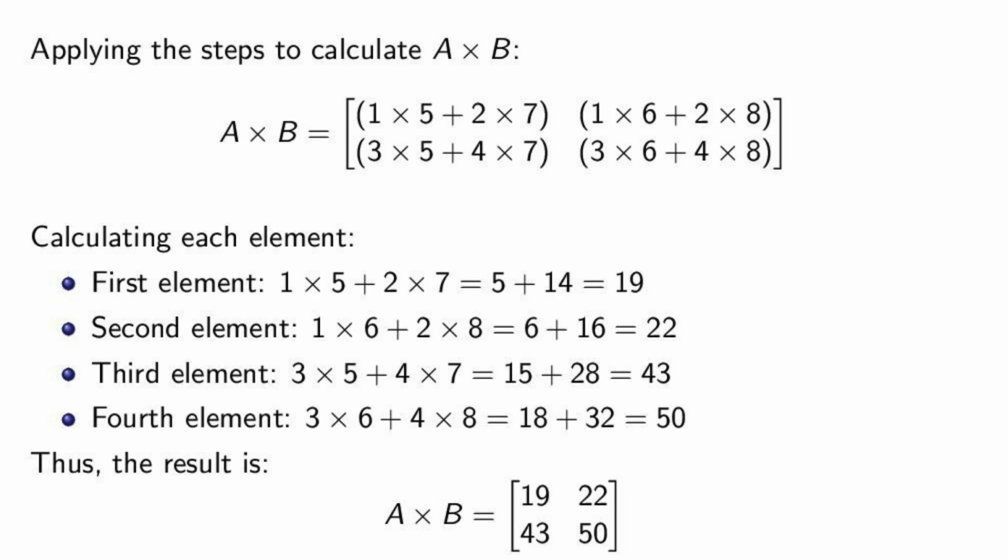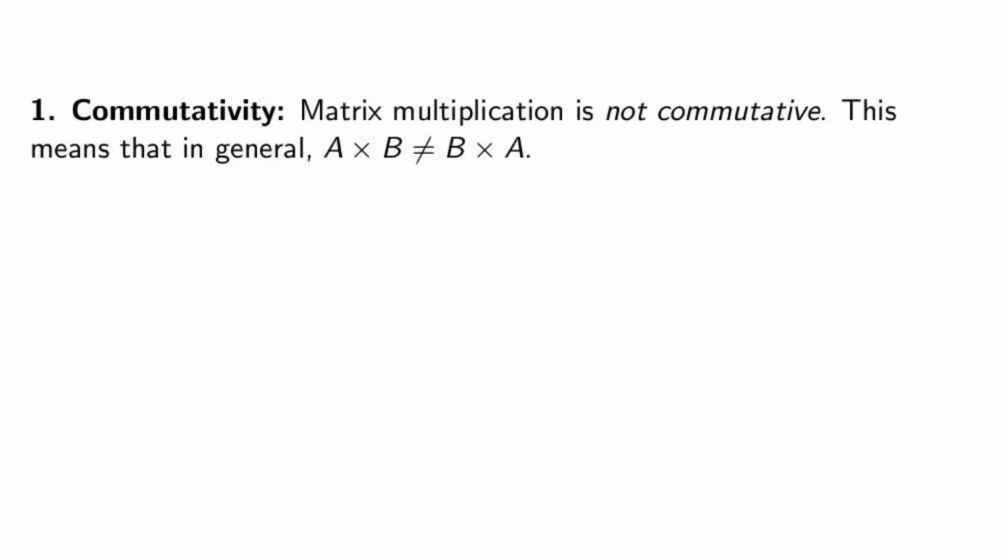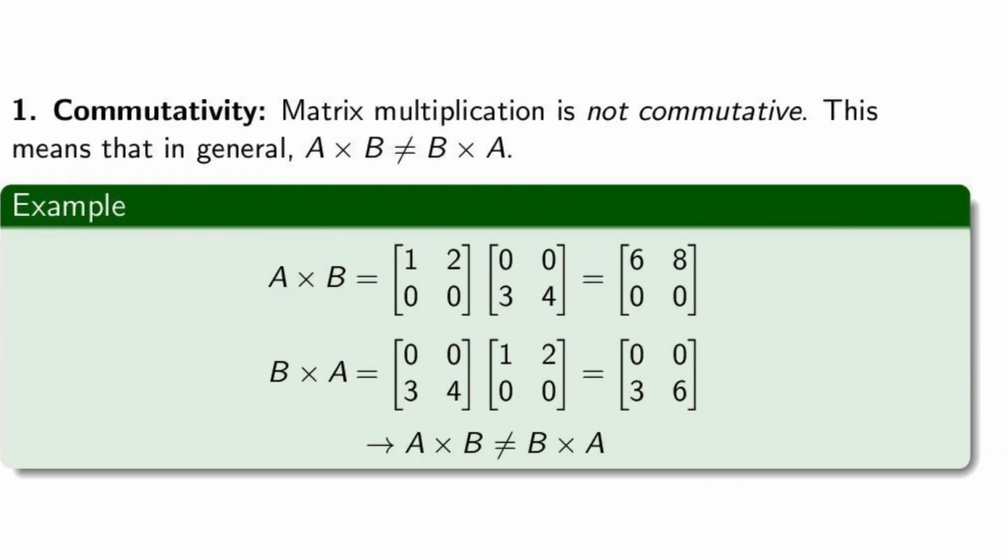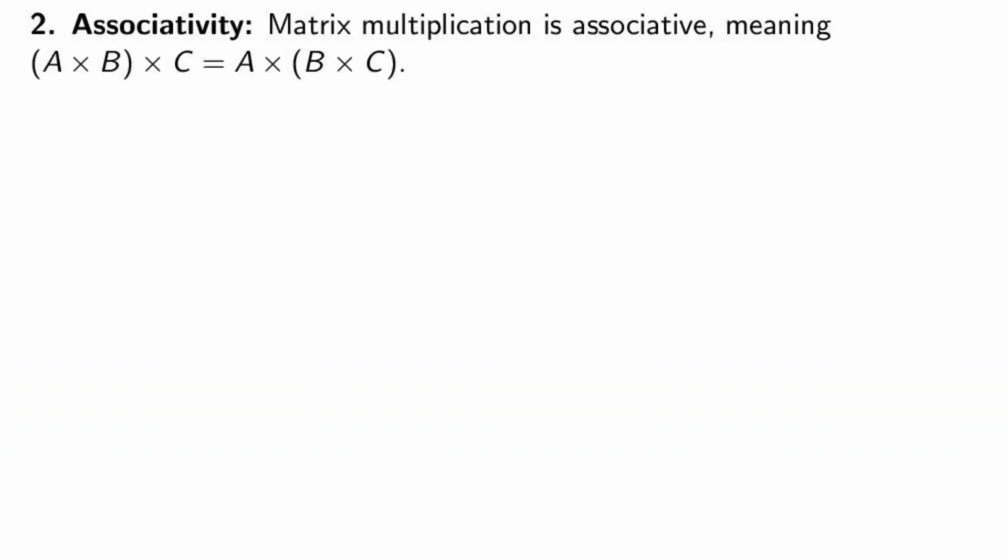There are a few important properties of matrix multiplication that you should keep in mind. 1. Commutativity. Matrix multiplication is not commutative. This means that in general, A times B is not equal to B times A. In other words, the order of multiplication matters, so always pay attention to the sequence of matrices. Here's an example.